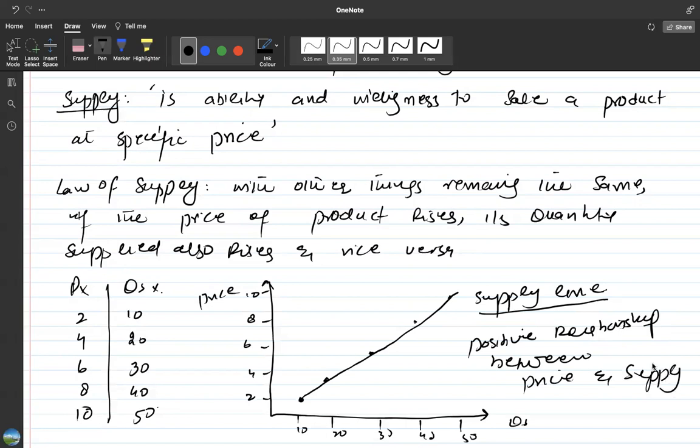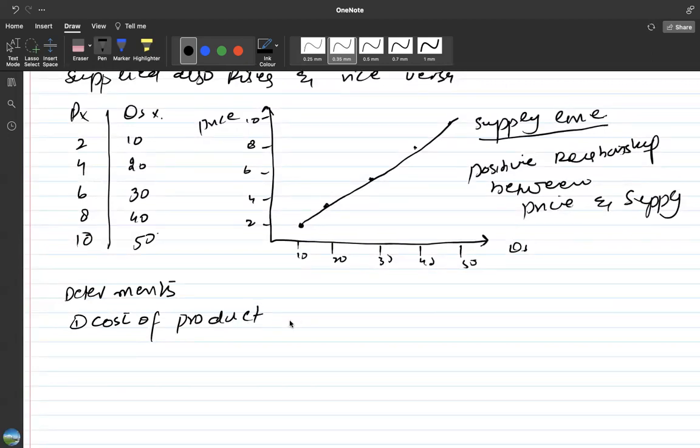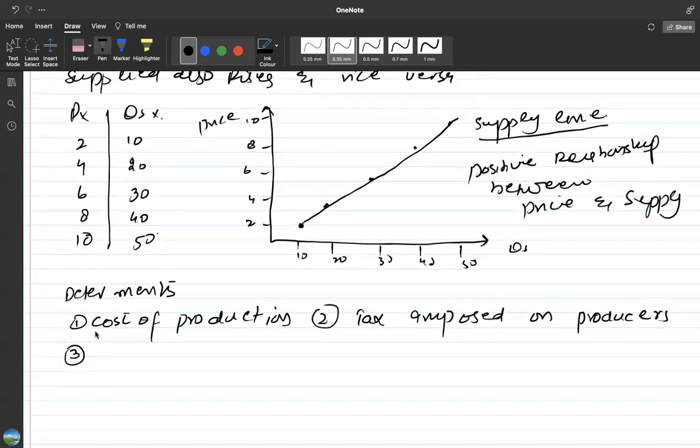So let's talk about the factors on which the supply is dependent. Apart from the change in price, there are many factors on which the supply will be dependent. First of all, cost of production. If the cost of production of the product is continuously increasing, it will become difficult to supply and the supply will fall. The tax imposed, indirect taxes, tax imposed on producers. If tax imposed on producers continues to increase, it will become difficult for them to supply whatever the price is.